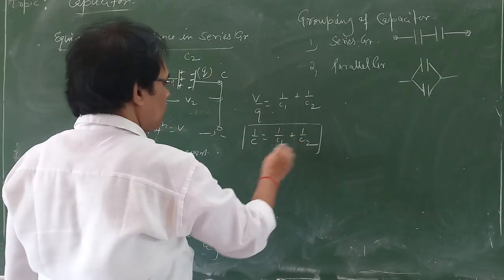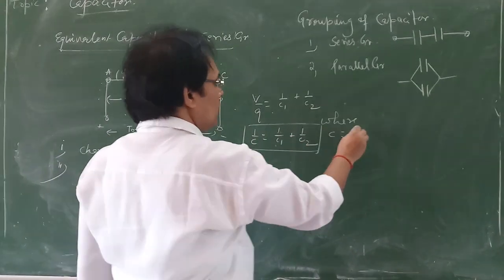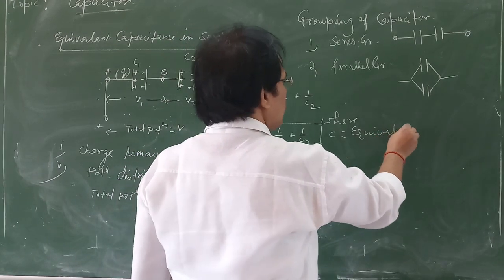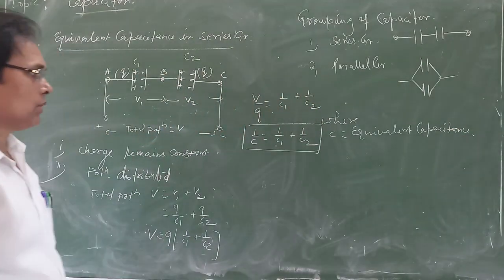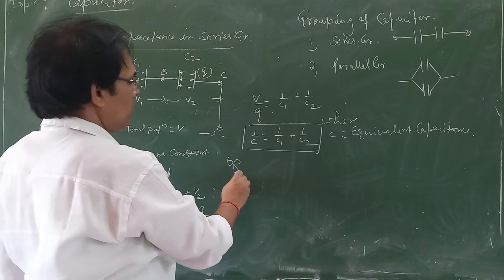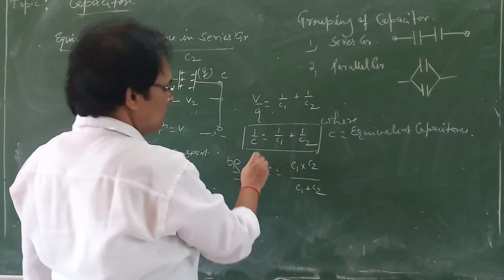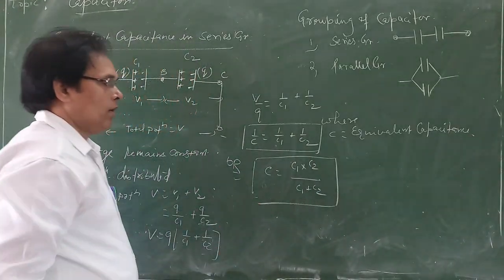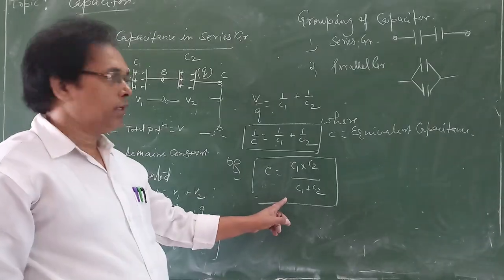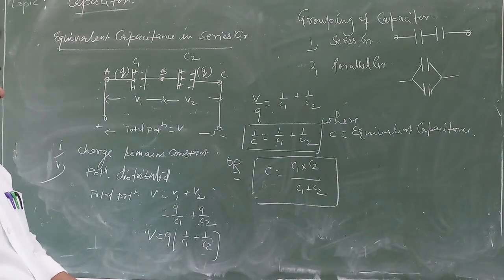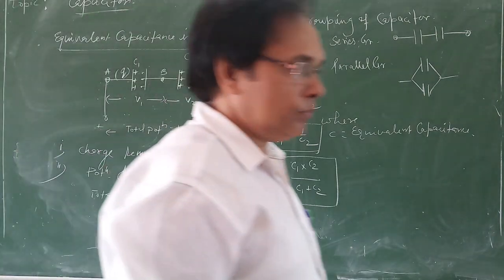So this is the formula for equivalent capacitance, where C is the equivalent capacitance. Or this formula can be used as C equals C1 into C2 by C1 plus C2. This is also for two capacitors. Directly you can use this formula. It will also help to solve the numericals. So this is for a series grouping. Now, note down first.